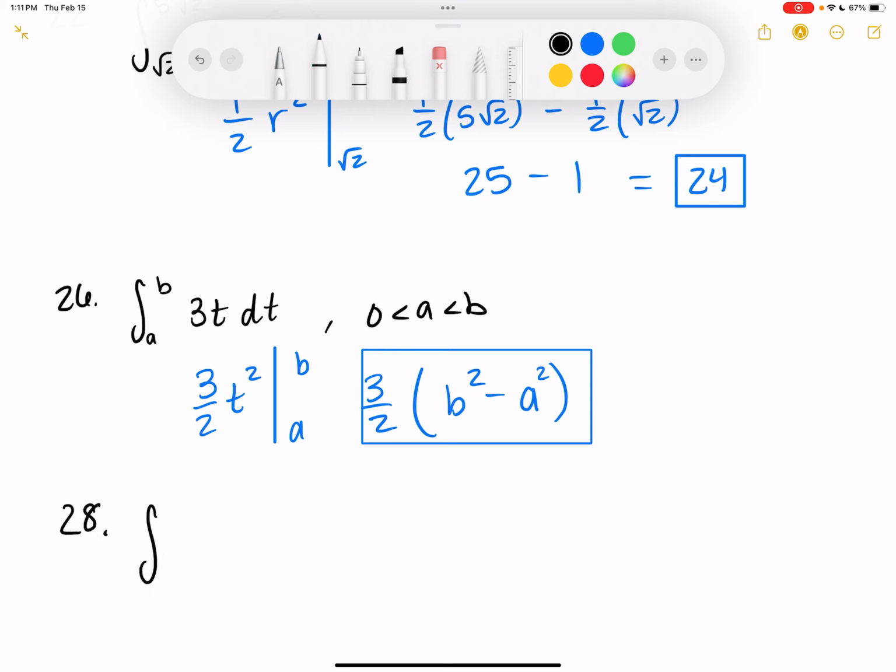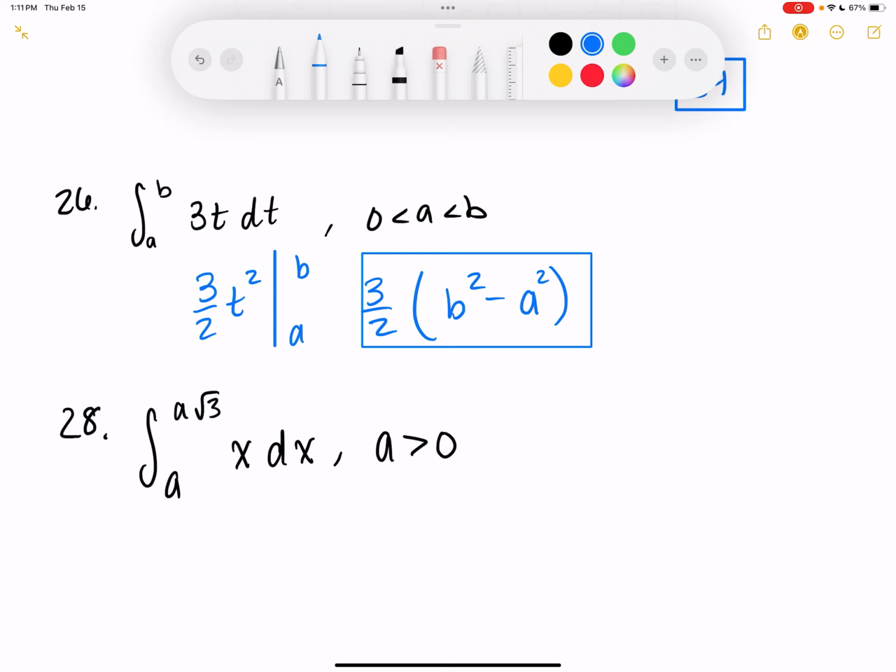Number 28: the integral from a to a square root of 3. Or wait, I said that backwards. A square root of 3. There we go. They write it the other way, but it looks confusing if you have the variable underneath or not, so I'm taking it out. Of x dx. And they say that a is greater than 0, so a is positive.